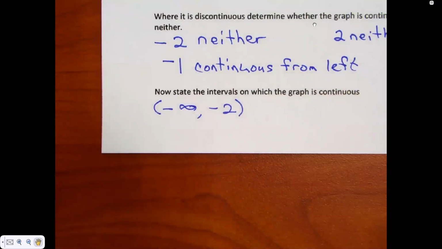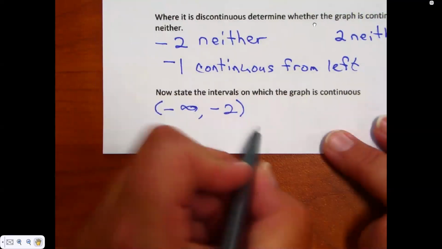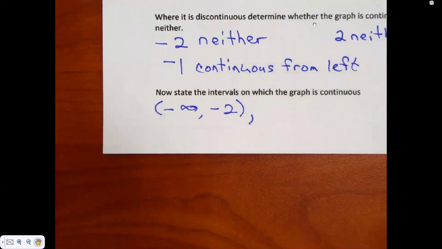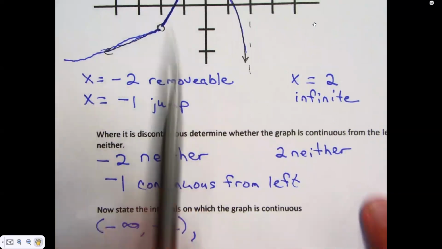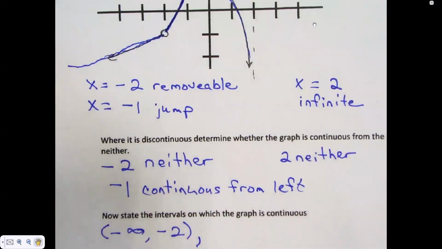We actually don't do union. We just literally do a comma. We're just stating the intervals that it's continuous. We're just literally stating the interval. So we're just going to put commas. Now, here's where it kind of maybe makes some sense. Anyone want to try the next interval that it's continuous?